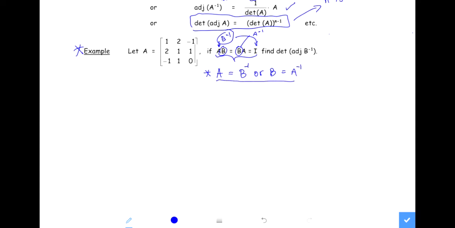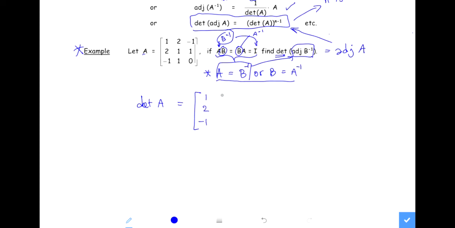Why is it important? It's important because you know that B inverse is equal to A. So adjoint of B inverse is actually adjoint of A, and you have to find the determinant. To find the determinant of adjoint A, just go back there: the determinant of adjoint A is the determinant of A to the power of dimension minus 1. I have an A there, so let's find the determinant of A.